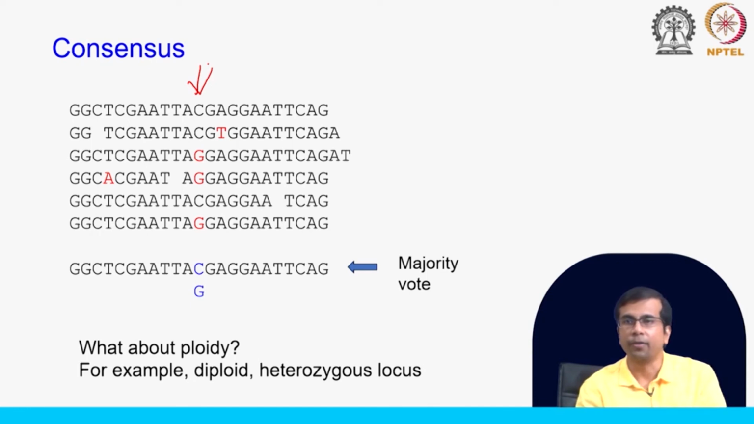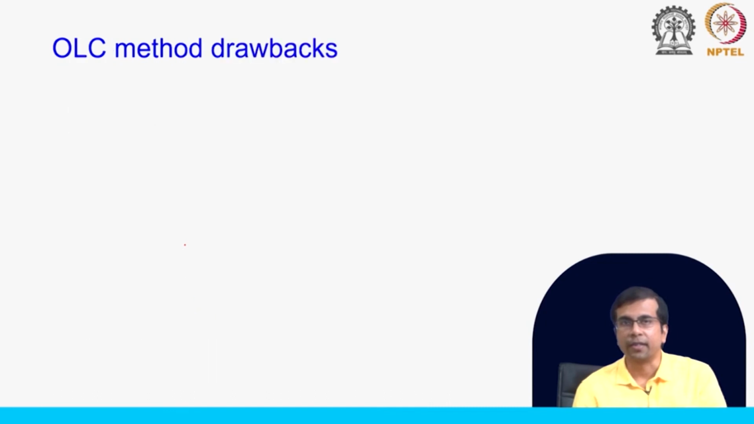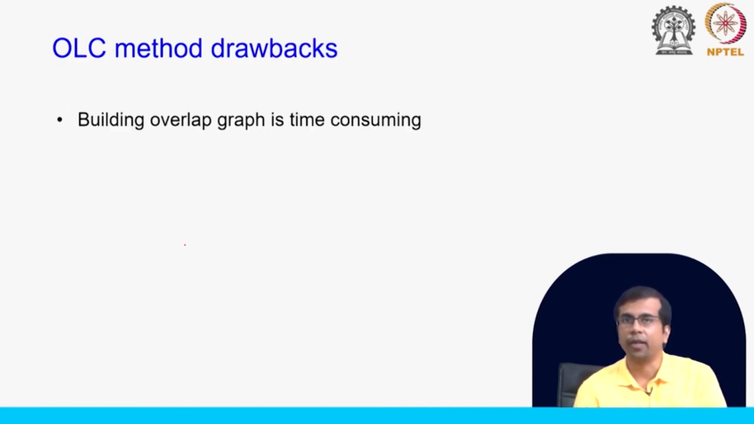In that case, how do you decide the reference sequence? You have to consider that position as heterozygous, and so you will have these two bases that are possible for that position. So this is the consensus step.